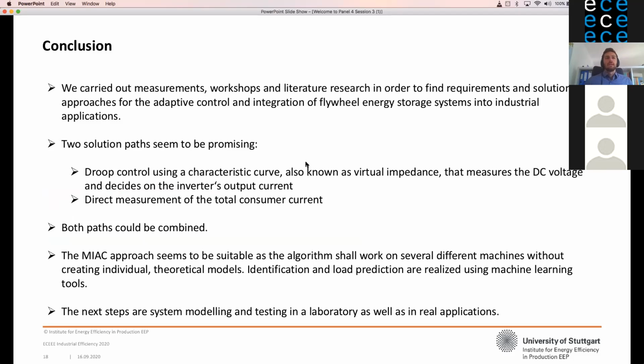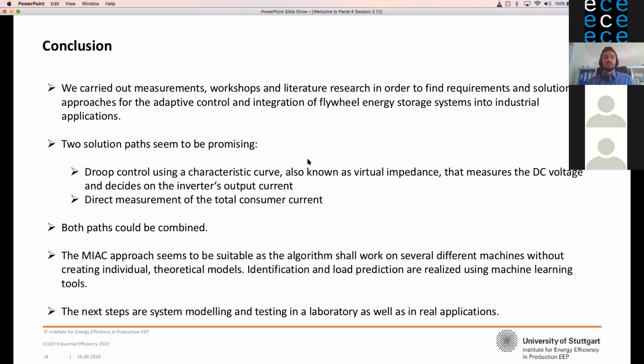Well, finally, we can conclude that there are actually two promising solution paths. The first one is measuring the DC voltage and using droop control, like the characteristic curve which defines how much energy is taken or given to the grid. We also could, of course, directly measure the total consumer current and then decide how much energy is put into the grid by the FES.